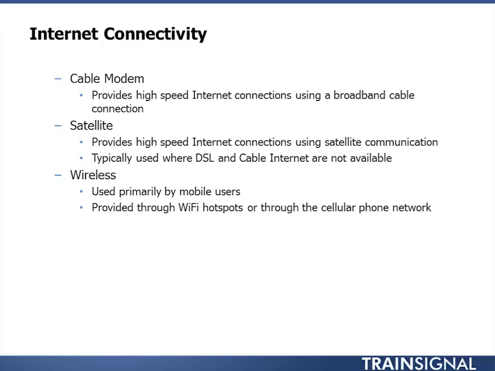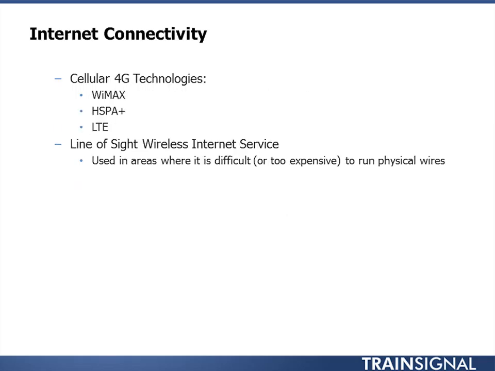We have wireless, which has a whole variety of meanings behind it. I have here used primarily by mobile users through the use of either a Wi-Fi hotspot, right? Like you go out to your favorite coffee house and you connect via that kind of wireless to get on the internet, or maybe through the cell phone network. Speaking of the cell phone network, we have our 4G technologies of WiMAX, HSPA Plus, and LTE.